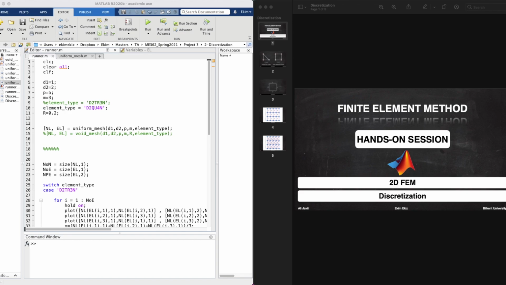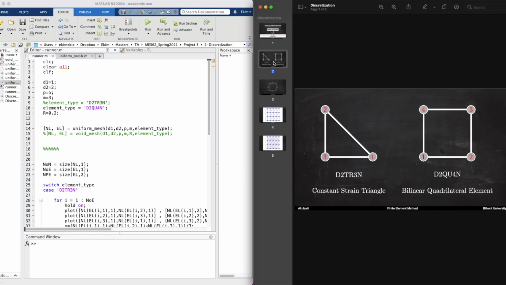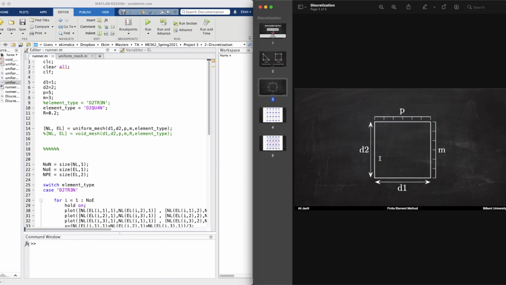Today we will talk about the discretization of a rectangular domain for your 2D finite elements project. As we did in our previous session, we will focus on these two elements, the constant strain triangle and the bilinear quadrilateral element. We will have a rectangular domain like this. Its width will be d1 units and its height will be d2. And we will divide it into p elements on its width and m elements on its height.